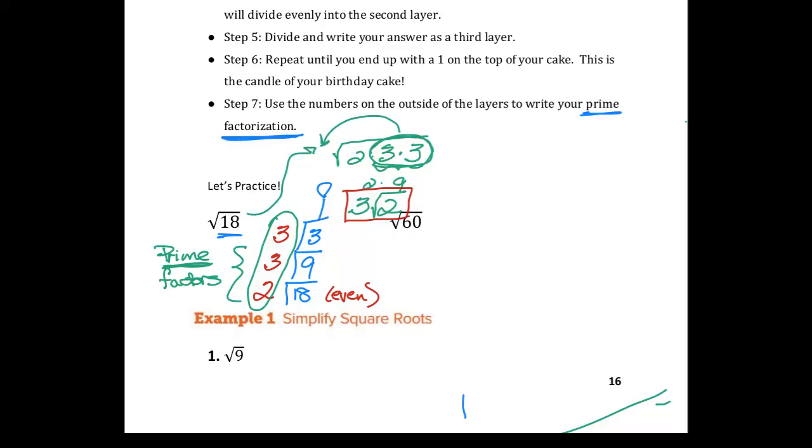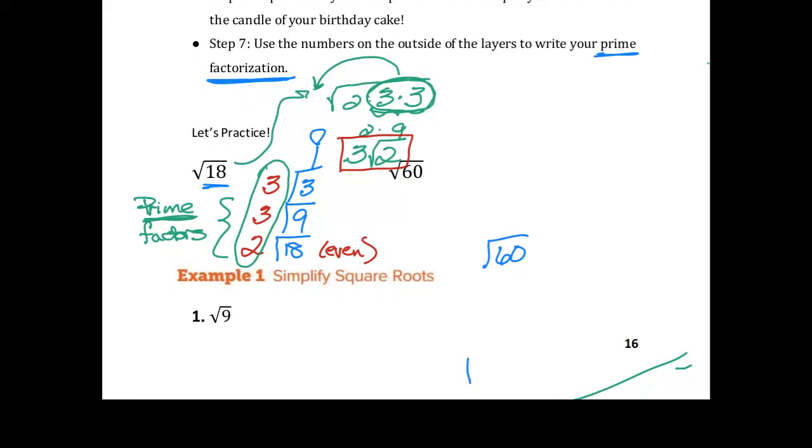All right. Square root of 60. Okay? So rewrite this as the bottom part of your cake, down on the bottom. And this is not a square root sign, that's just dividing. Okay? Now, a couple ways we can do this to start with. Is 60 even? Yeah. 60 also ends in a 0 or a 5. So we can either divide by 2 or we can divide by 5. Let's divide by 2. I almost always like to divide by 2 or 3 if we can.